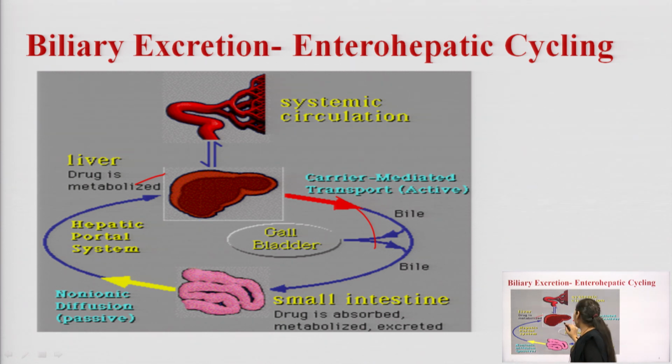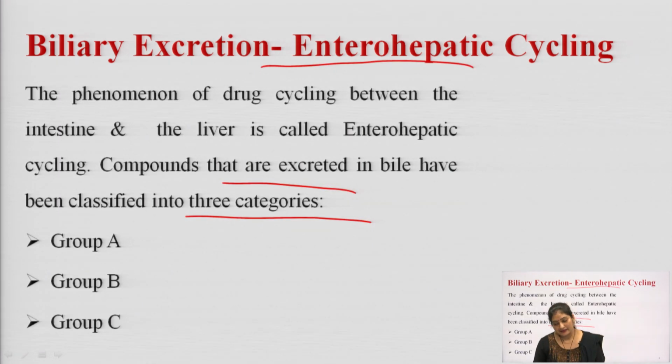The bile is excreted from the liver and then stored in the gallbladder. From here it can also be excreted into the intestine. From the intestine it can be reabsorbed into the liver, and this reabsorption of bile from the intestine to the liver is called enterohepatic cycling. So, the drug can also be excreted with the help of bile, and that process is known as biliary excretion.